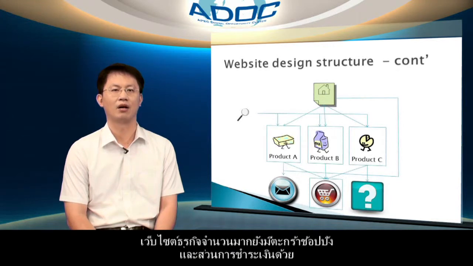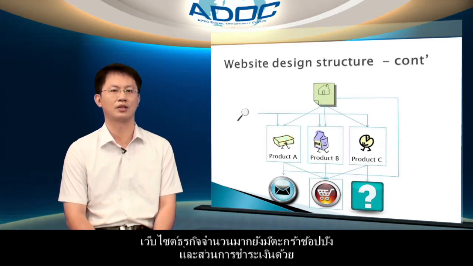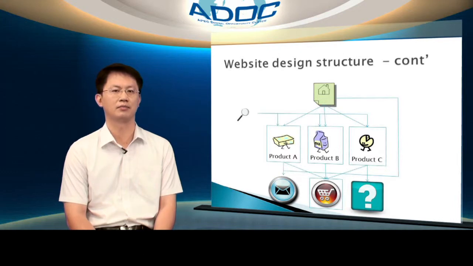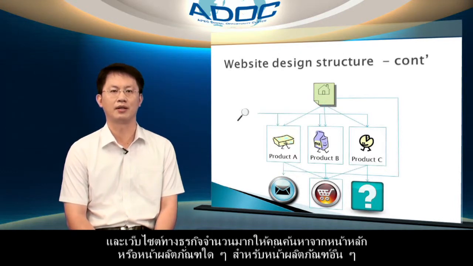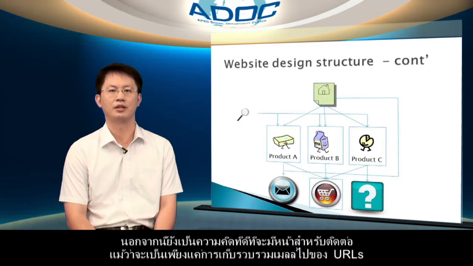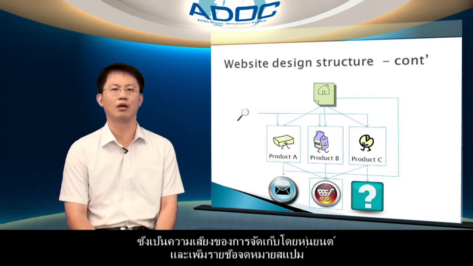And many business sites also have shopping cart and checkout sections, accessible from the product or service pages. And many business sites let you search from the home page or any product page for other product pages, as shown in the slide. In addition, it's a good idea to have a contact page, even if it is just a collection of mailto URLs, which run the risk of being harvested by robots and added to spam mailing lists.